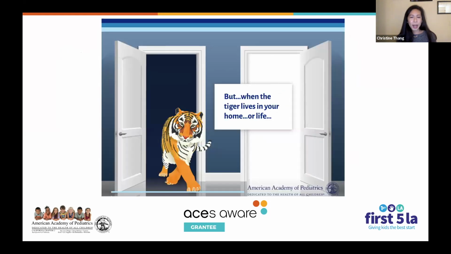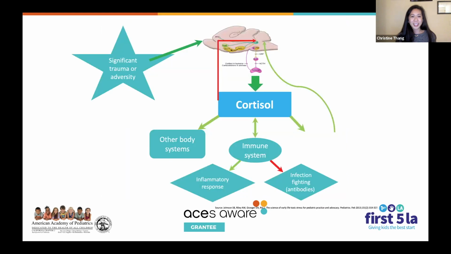But then what happens when this tiger or this trauma lives in your home or lives in your life and you're constantly or chronically exposed to it? So thinking back on that HPA axis, I'm sure you guys are all thinking about that in your mind. Well, like every other axis in our body, there's that negative feedback loop that exists. So with the HPA axis, you have that peripheral release of the cortisol. It's doing what it's supposed to do for you to choose to either fight or flight from that tiger.